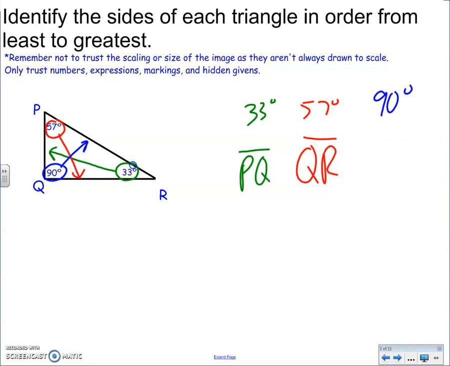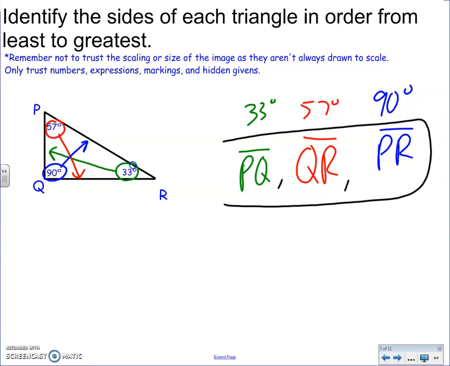And technically, you should already know that. Hopefully you know in a right triangle, this 90-degree angle, the hypotenuse, which is the side across the right angle, is the largest side, right? So here's in order from least to greatest: PQ, then QR, then PR. If they said greatest to least, you'd reverse that. Here's the next one.